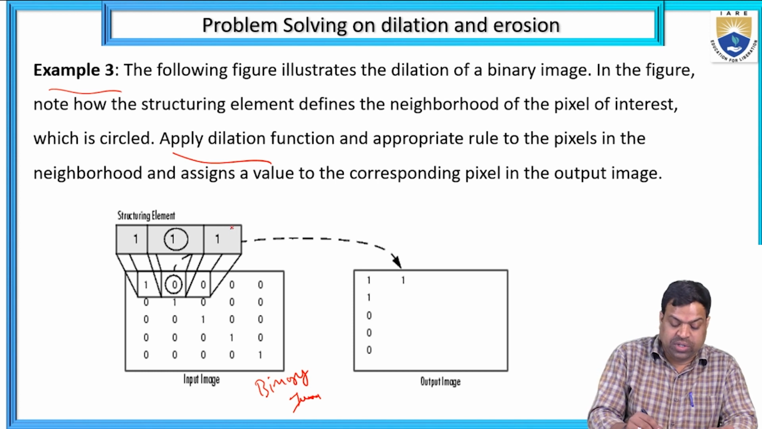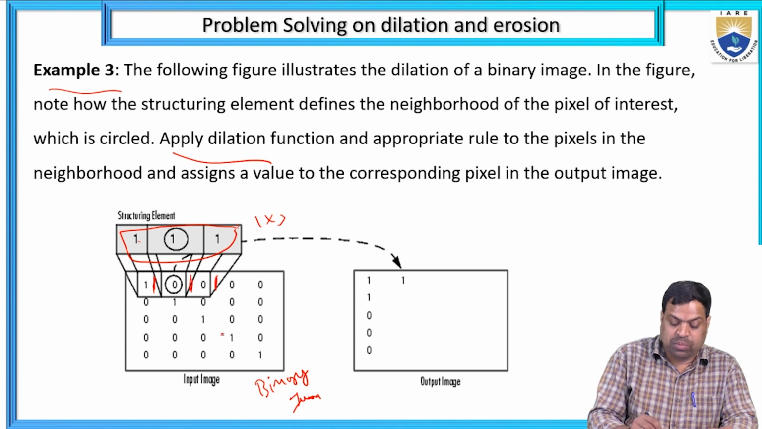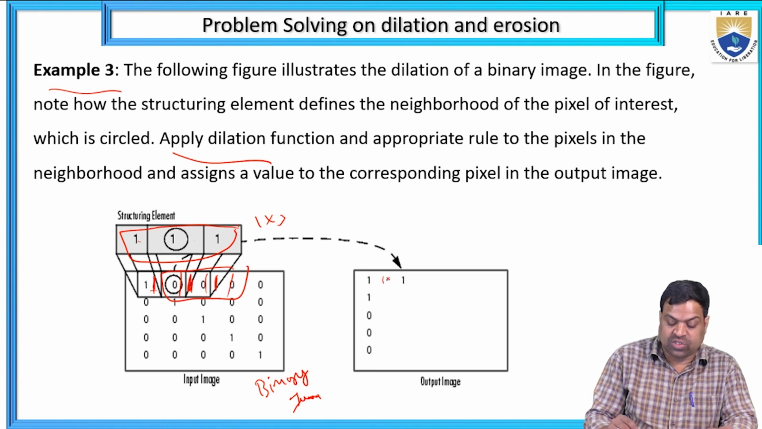The structuring element is there. That is a 1 by 3, with 1, 1, 1. Suppose the concept is this: I am keeping the structuring element over the background 1, 1, 1. Is it mapped? Yes, any of the ones is mapped. Here 1, 1, 1, 1. Is anything mapped? No, it is 0. Next, is any mapped here? Yes. If there is no mapping, it means all are zeros.